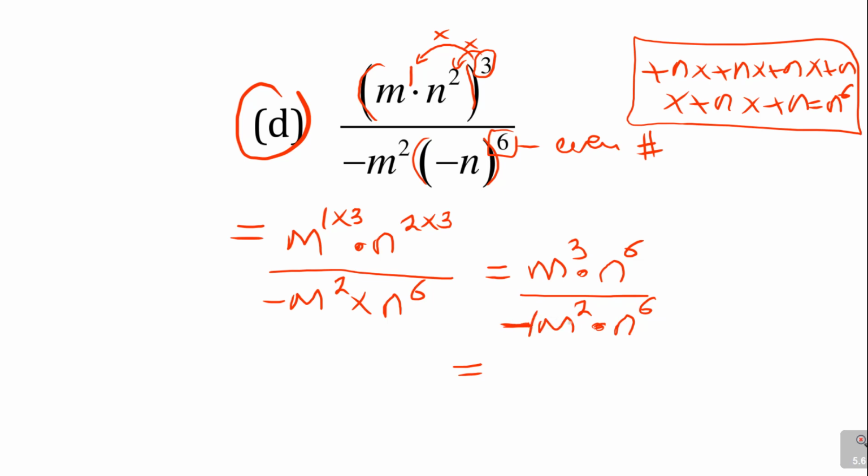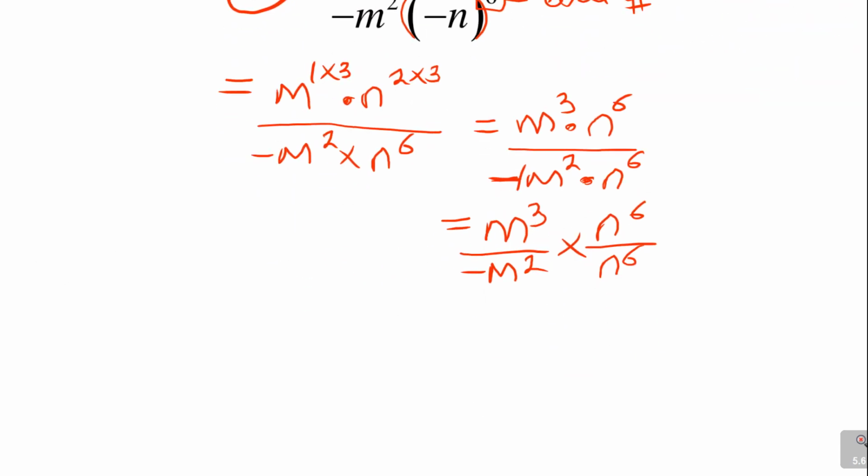Remember this minus 1, you can just leave it. Focus on the m. This is what you're having. It's m to the power of 3 over minus m to the power of 2. Similar, n to the power of 6 over n to the power of 6. Remember this, we say it's equal to 1, but it's up to you if you want to convert it at this stage, or you want to go straight away with the laws.